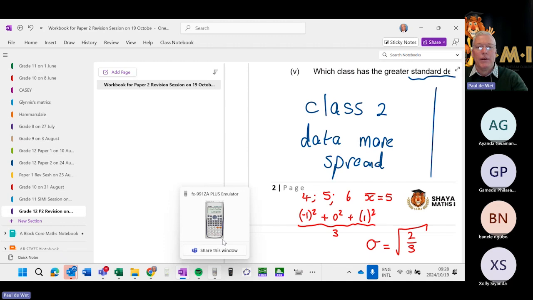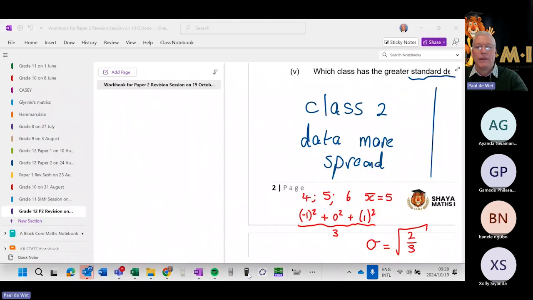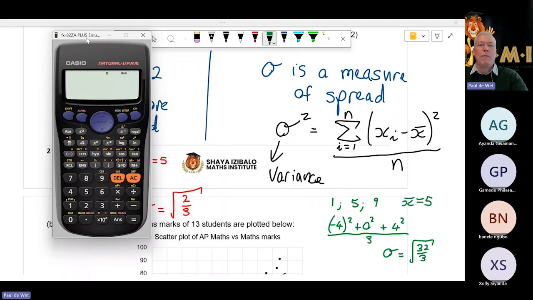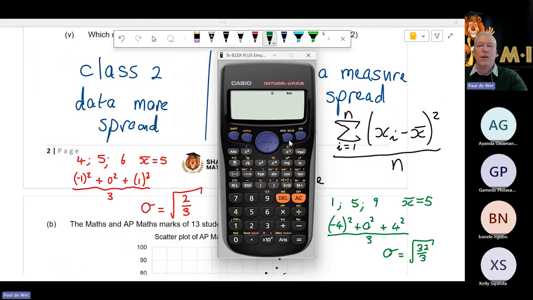Okay, so I'm just going to bring up my calculator. All right, there it is. So remember what we're going to do? We're going to go mode 3. It's not 3. We're going to go mode 2. All right, 1 variable, and we're going to put in the numbers 4, 5, and 6. Then we go shift stat 4 for the variables about this data, and then 3 for the standard deviation. And what we get is 0.816.